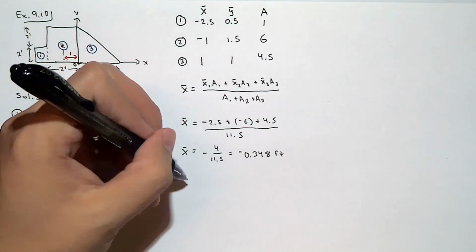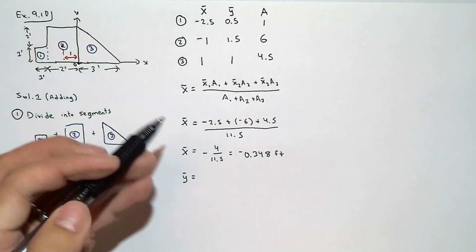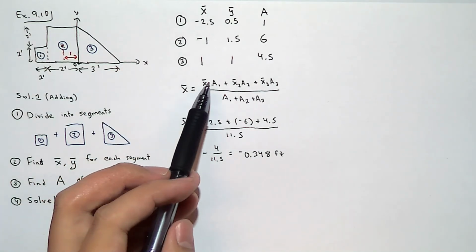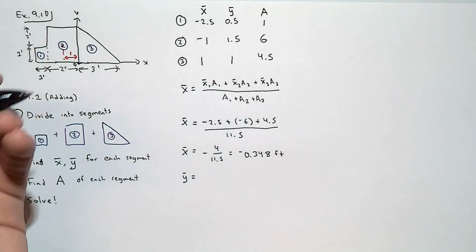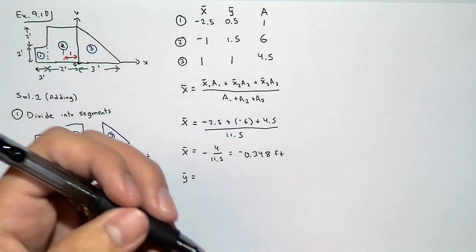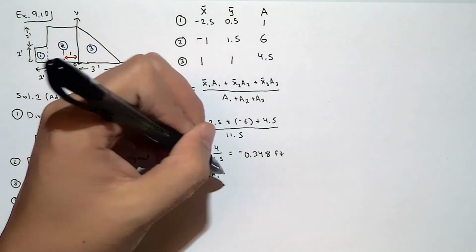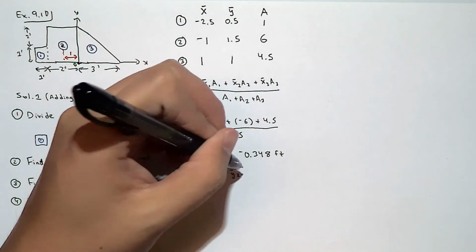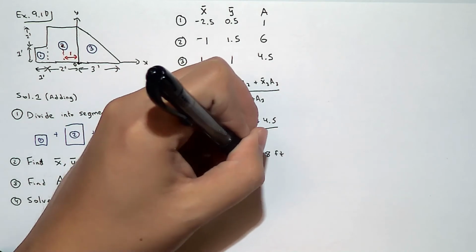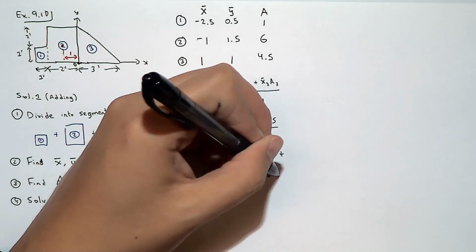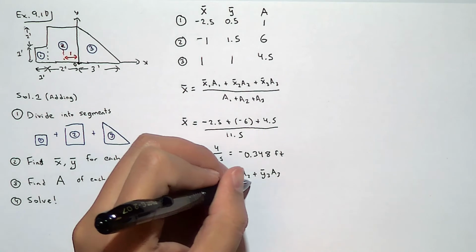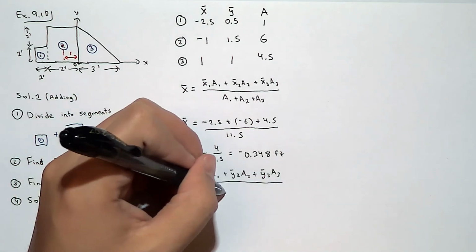In the y direction, I know that my y coordinate will be equal to y bar 1 area 1 plus y bar 2 area 2 plus y bar 3 area 3. Now you don't have to write down this the whole time. I just want to make sure it's all written in this class just for clarity, so you know each and every value that I am solving for.